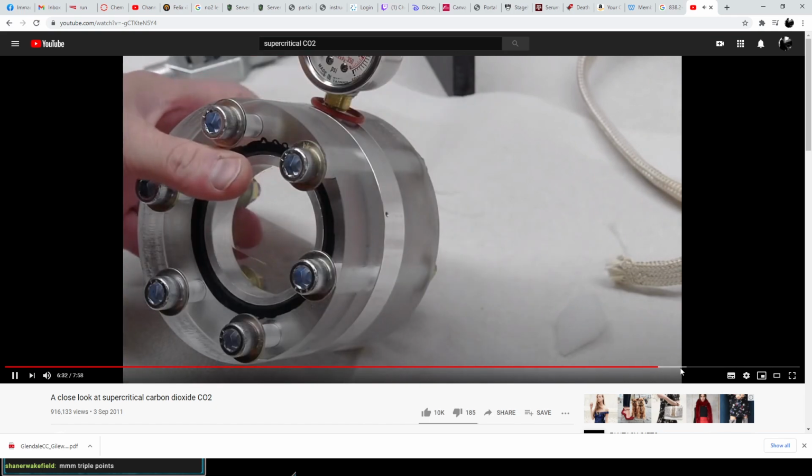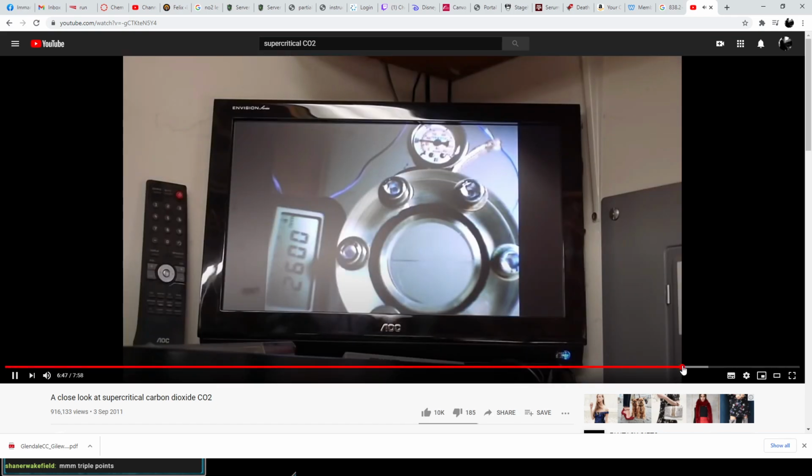Oh, this guy never shuts up. And then turn the heater on and off and monitor the temperature and pressure. So I got it up to... So we saw that we kind of have this line here where the liquid is. You can kind of see it.